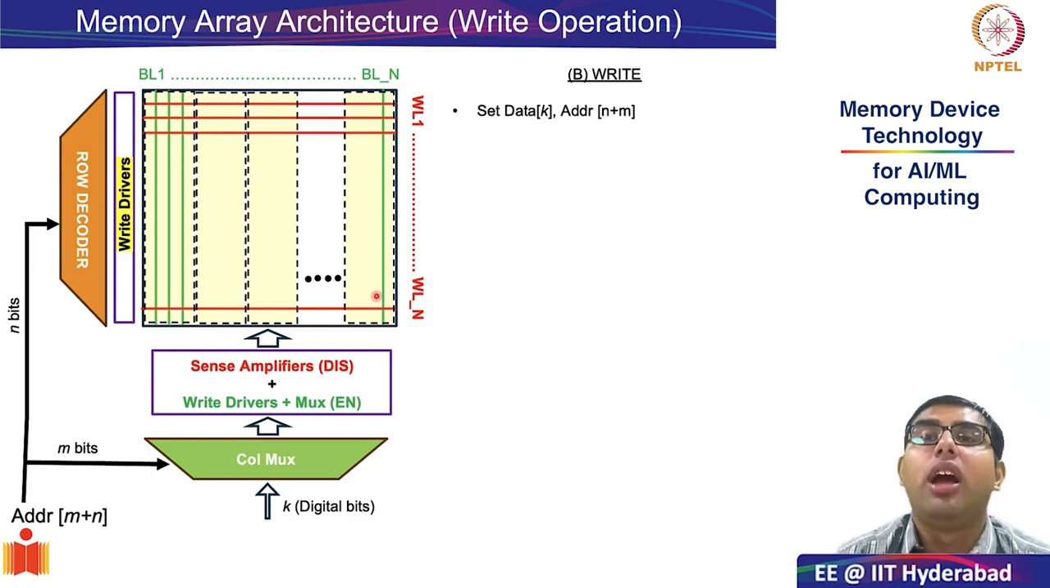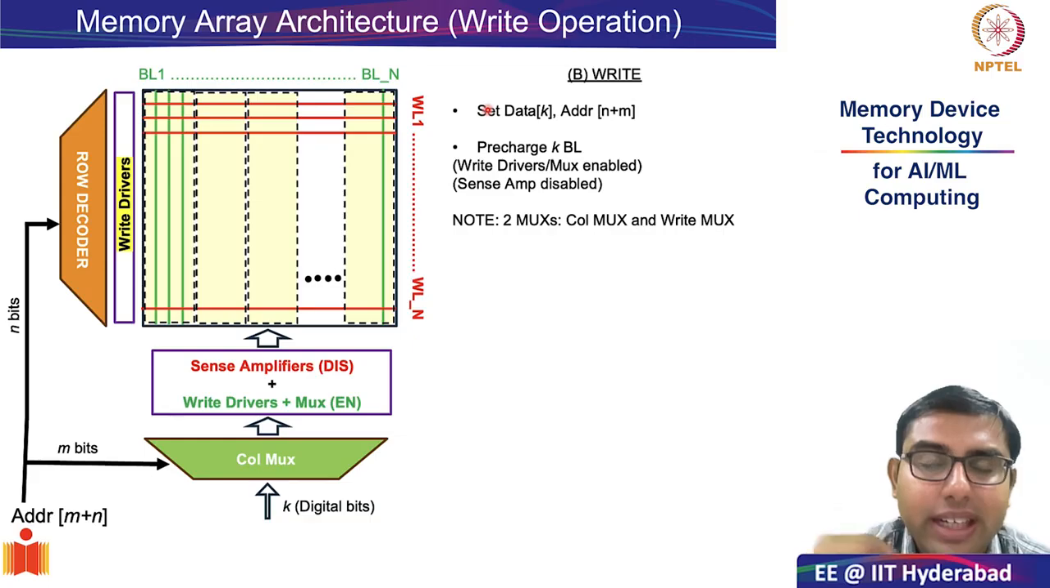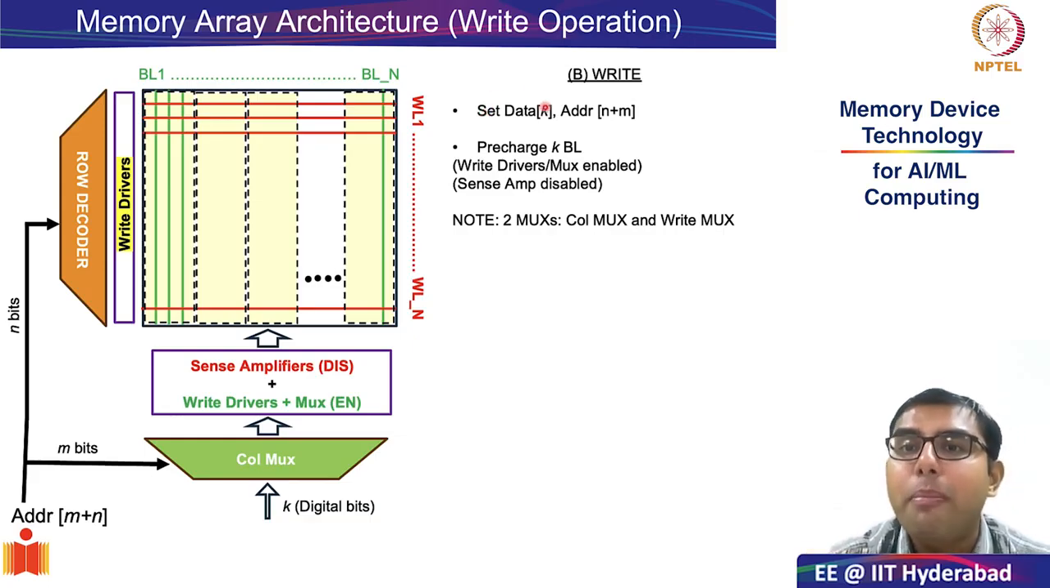So let us see how this is facilitated. The first thing that we do, as we discussed, is set k bits in the data bus and n plus m bits in the address bus.